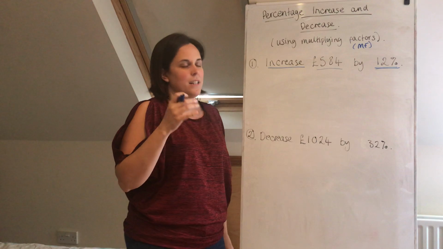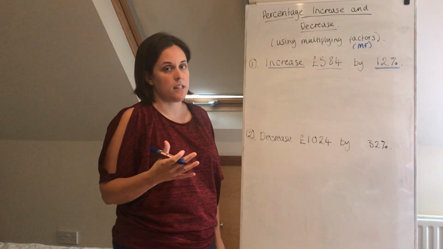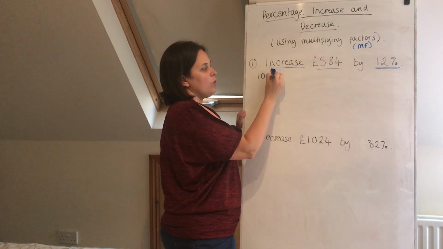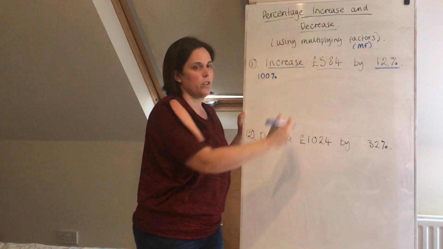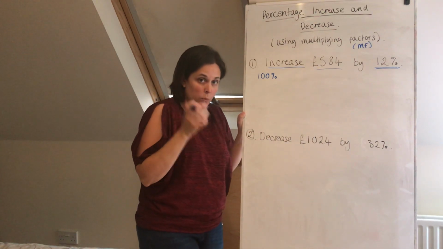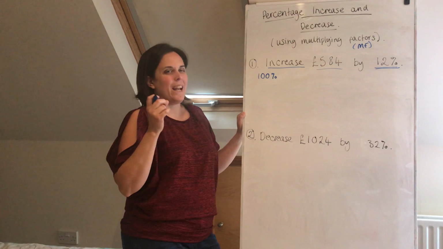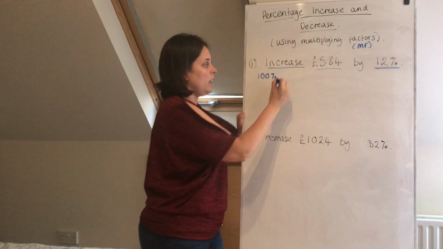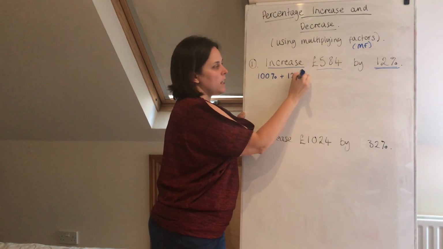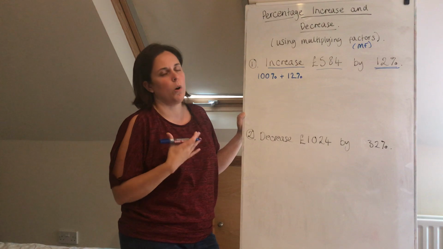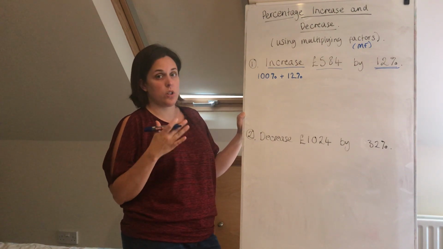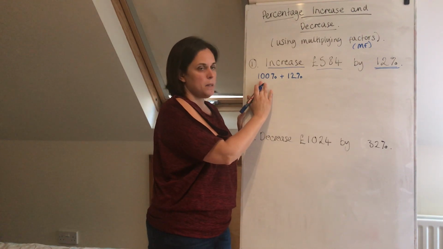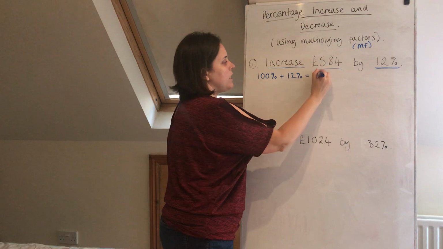Our original amount, and this is key with any percentage that you're calculating, your original amount is 100%. So we start with 100%. Now that is, in this case, £584, but that's irrelevant right now. We start with 100%. We're increasing by 12%. Now if we increase something, it means we add it. So we're adding on 12%. When you get used to this, you won't need to write this down, but I'm just writing it down now so that you can see the process. Now if we add those two things together, it's 100% plus 12%, we obviously get 112%.